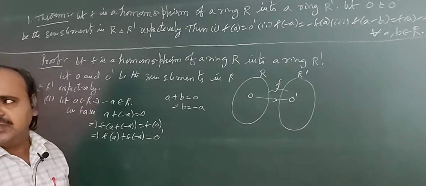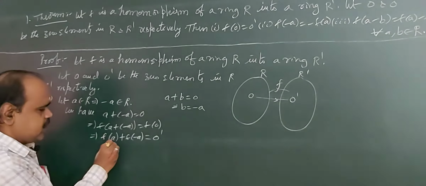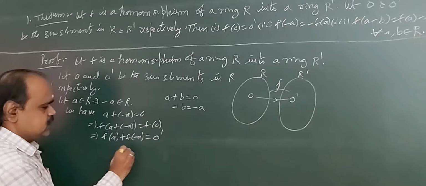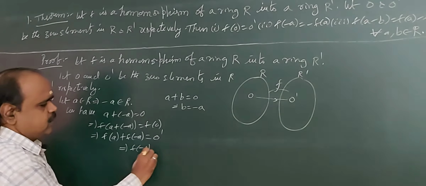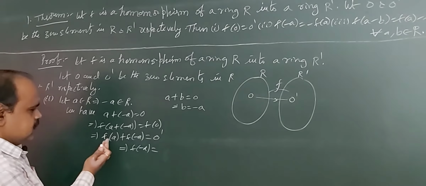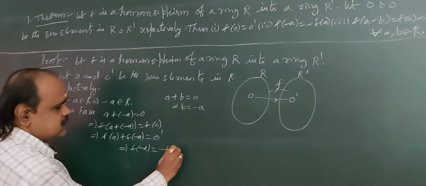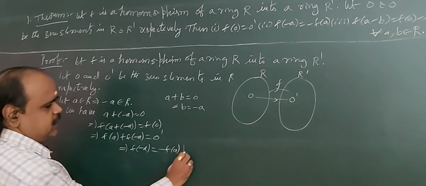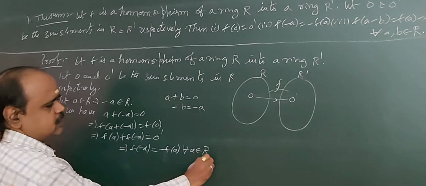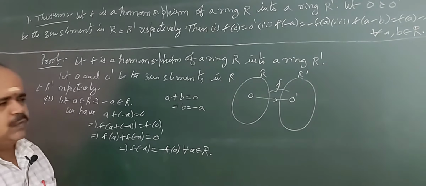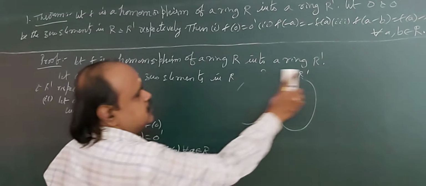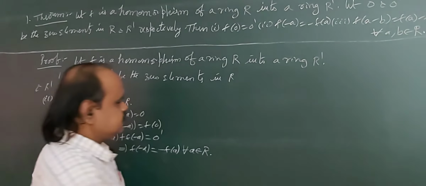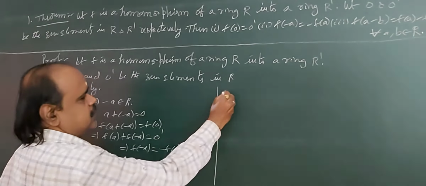Minus a. In a similar manner, f of a plus f of minus a equals 0, so that implies f of minus a equals, taking the other side, minus f of a. Therefore, f of minus a equals minus f of a for all a belongs to capital R. Okay, next we come to the last condition.